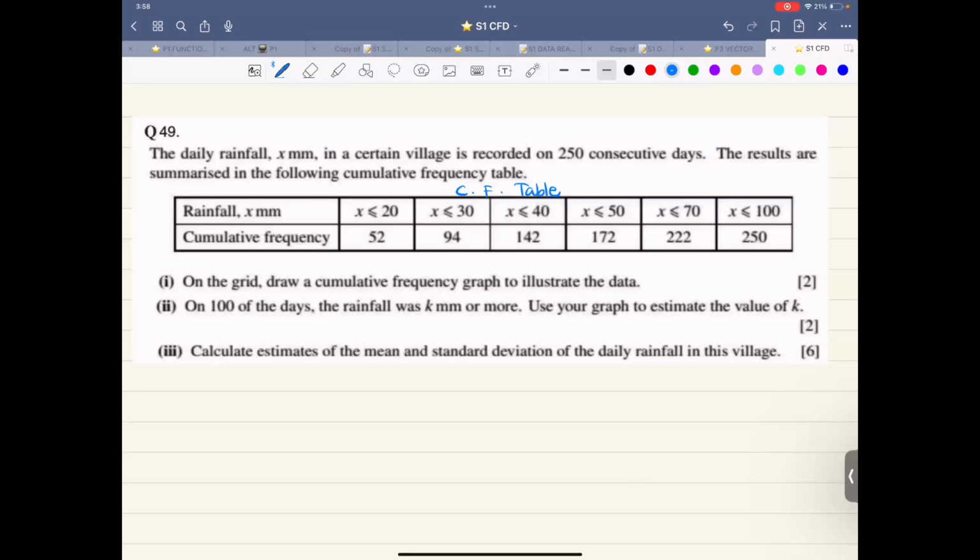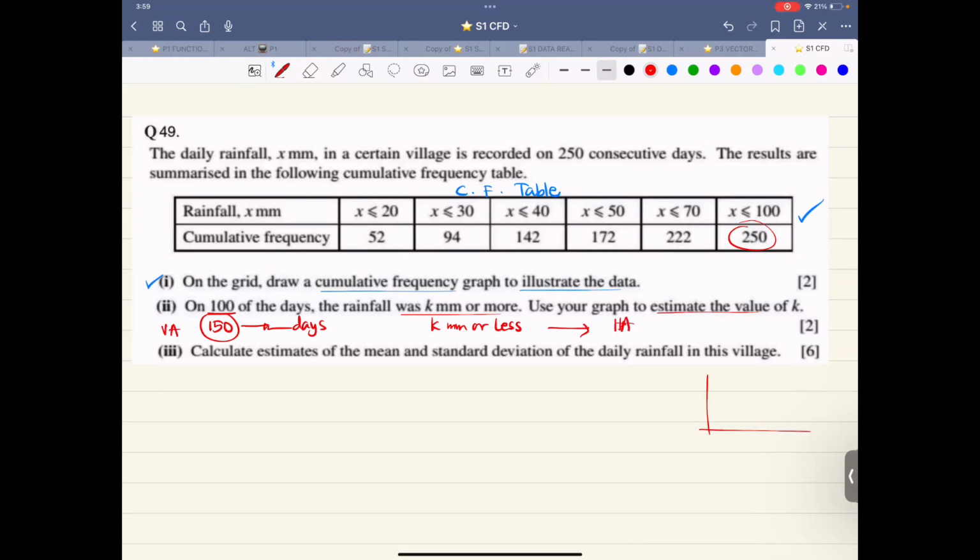And what are they asking? The first thing, on the grid, draw a CF curve to illustrate the data. And for that, this table would be enough. And then the second part, on 100 of the days, the rainfall was K millimeter or more. Use your graph to estimate the value of K. That means on 100 days, the rain was K millimeter or more. Therefore, 250 minus 100, that is 150. On 150 of the days, the rainfall was K millimeter or less. So we are going from the vertical axis and the horizontal axis.